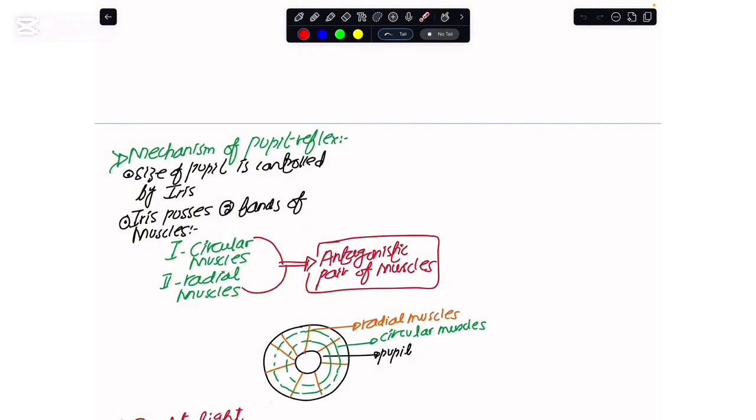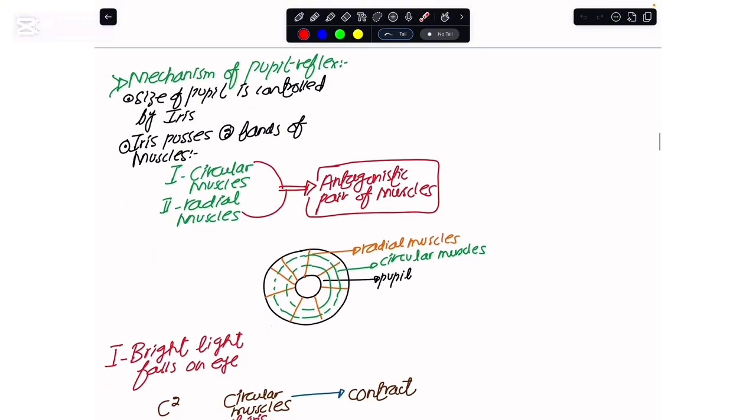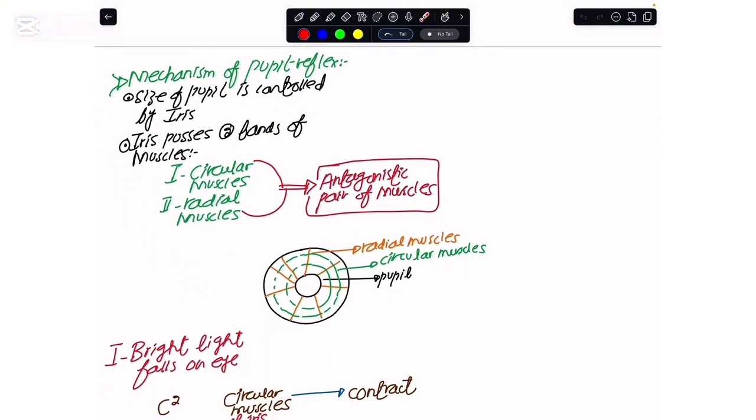So such kind of an association happens between the muscles. We call this antagonism, or we refer to such muscles as an antagonistic pair of muscles. Now, if I were to show you how these muscles are arranged, you see that from the front of the eye, this is the pupil, and this entire structure is the iris.